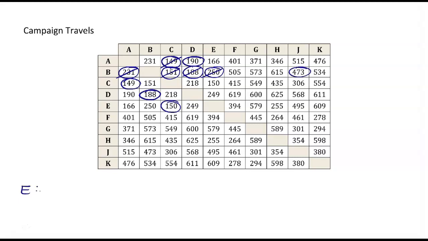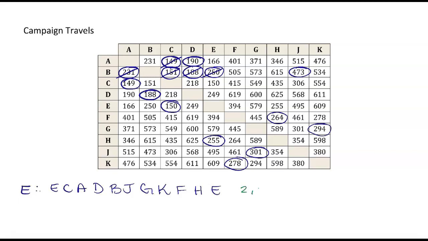From J, the nearest neighbor is G. And from G, the nearest neighbor is K. From K, the nearest neighbor is F. And from F, the nearest neighbor is H. Finally, we return from H back to E. This gives us a third route. And this route has total distance 2,542 miles, our best so far.